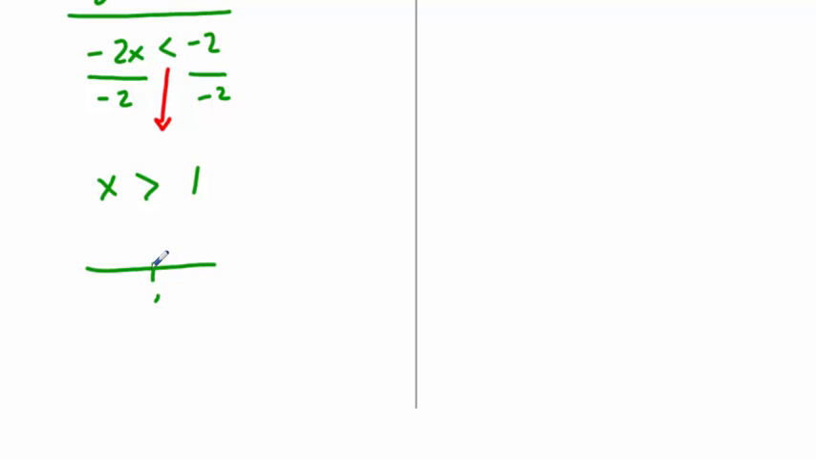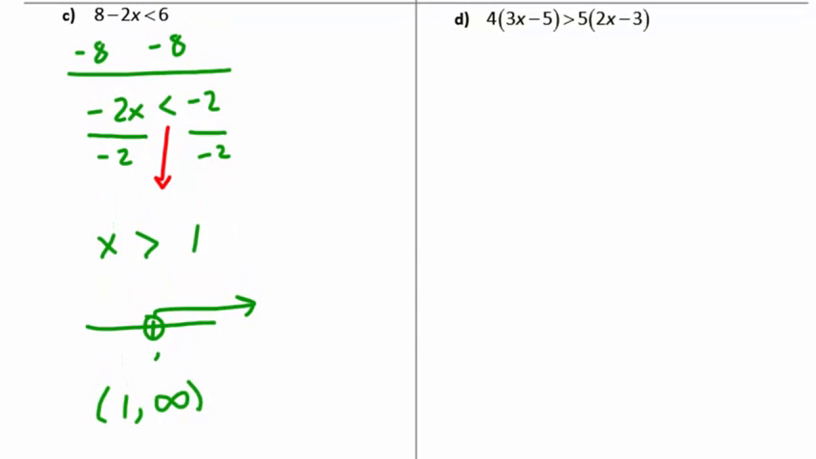So x greater than 1 would have an open circle at 1 and increasing. Open circle corresponds to parentheses around 1 up to infinity. Right? And part D.